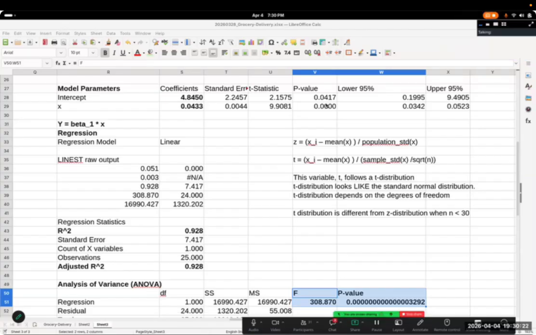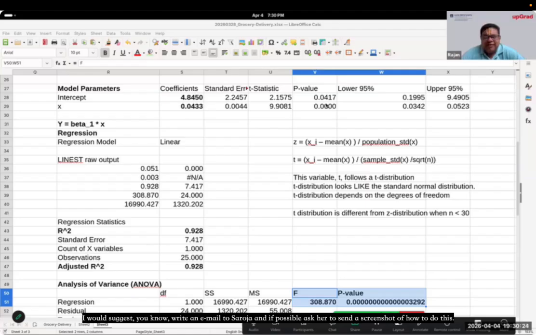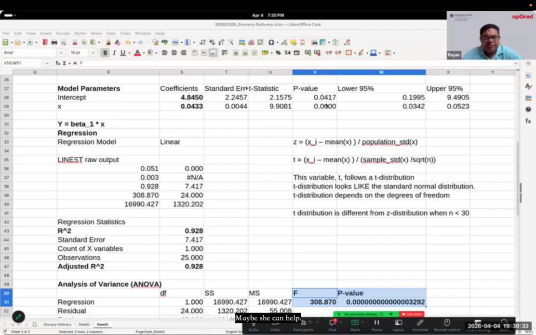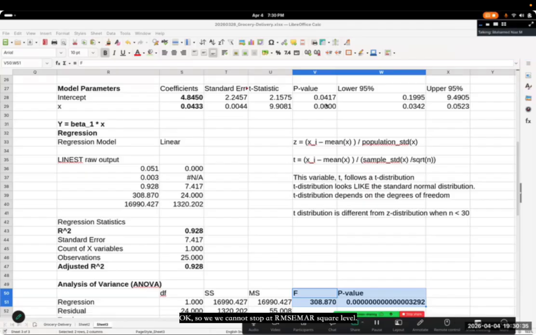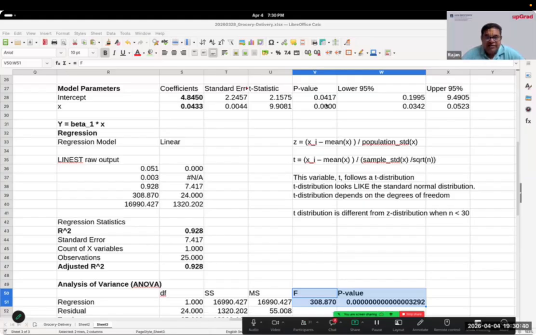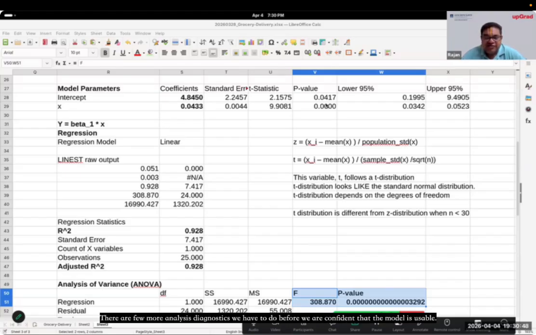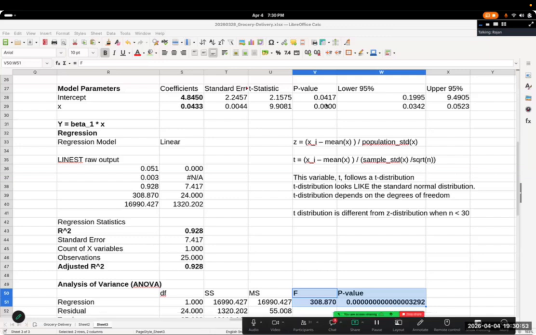Sir, in a real life scenario, are there any ways to check the incoming data upfront before it feeds into the model? Yes, and this is not over yet. We are only halfway through. Much more practical sense I've seen in my job is that there are a few more analyses, diagnostics we have to do before we are confident that the model is usable.